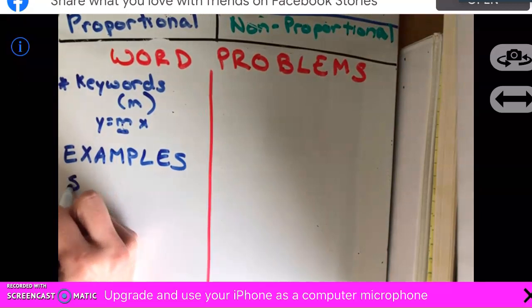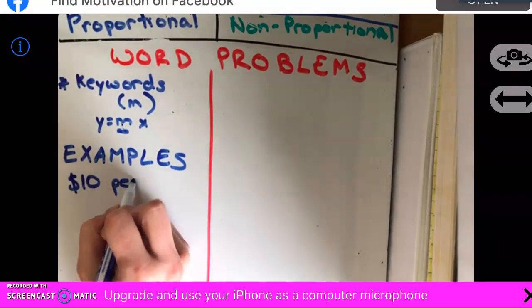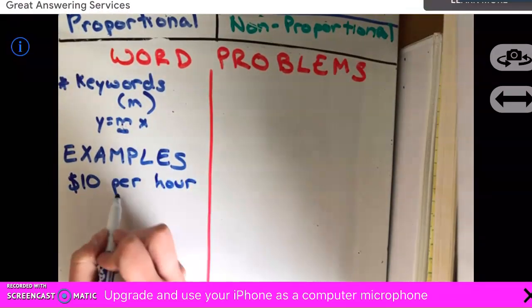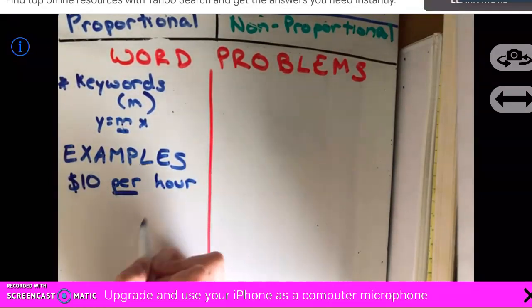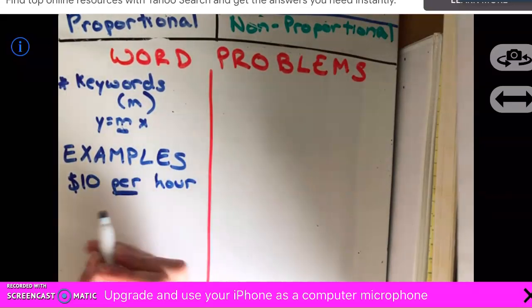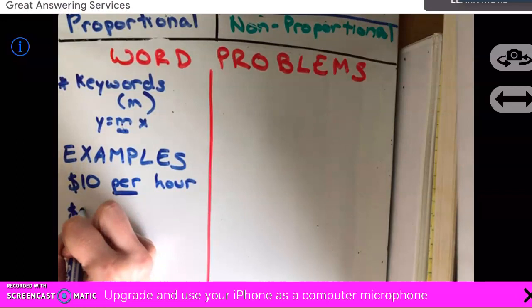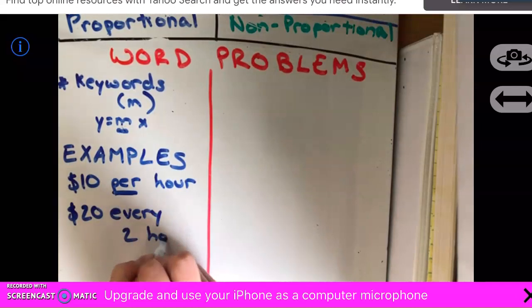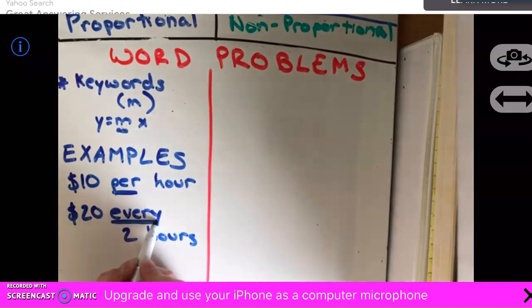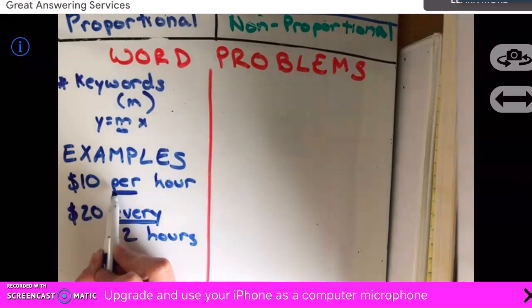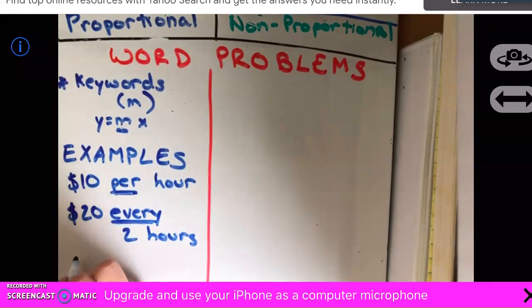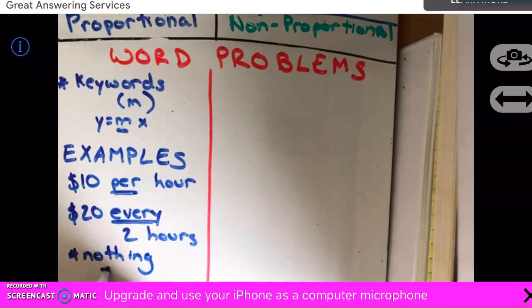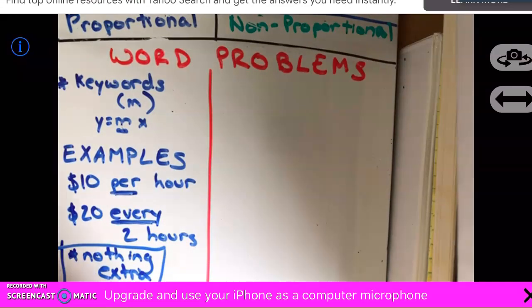It would be something like $10 per hour. Okay, we see this per is a keyword, so that means our 10 is our m. Another example would be $20 every 2 hours, right? So every is our keyword, okay? So look for those keywords. Now, here's another note, very important. There is nothing extra they give you for proportional. Very straightforward. Nothing extra to work with, okay? Nothing extra.